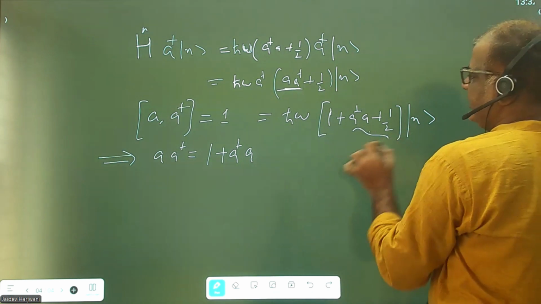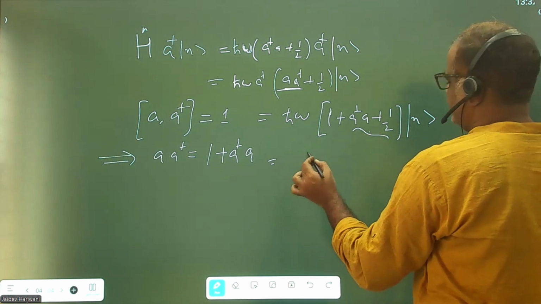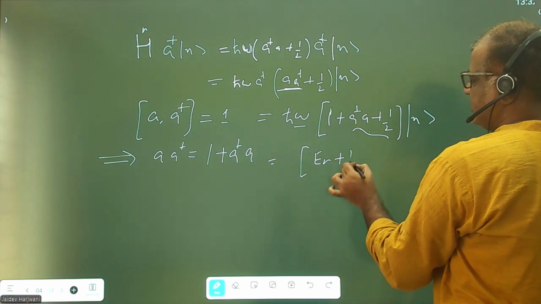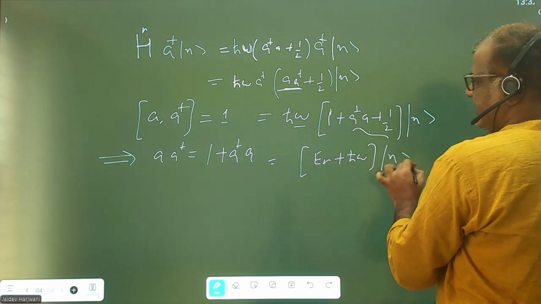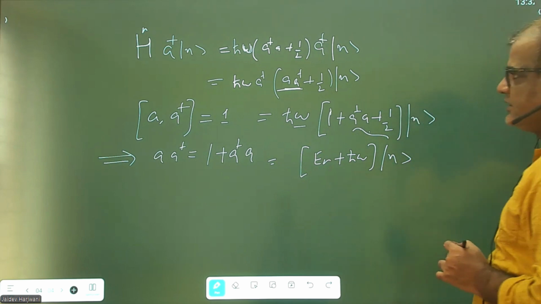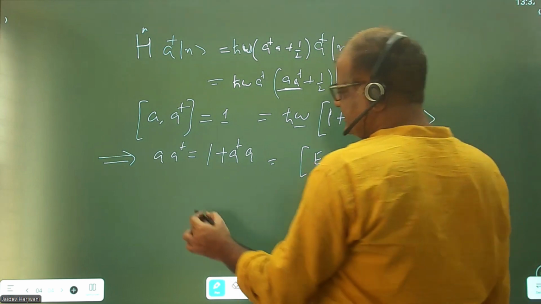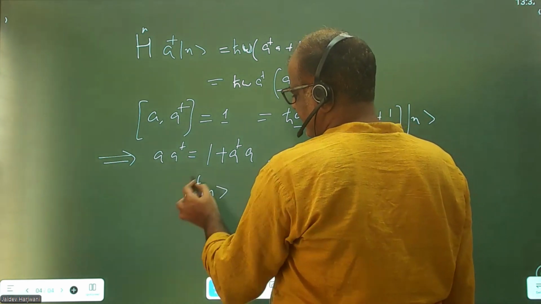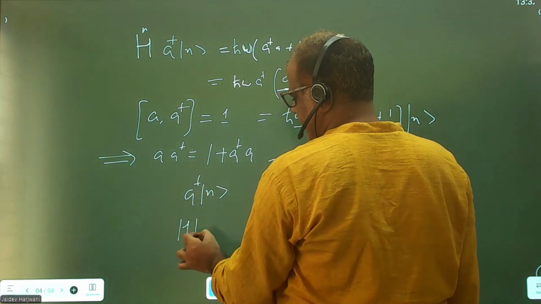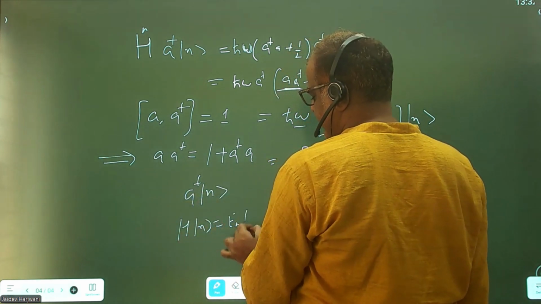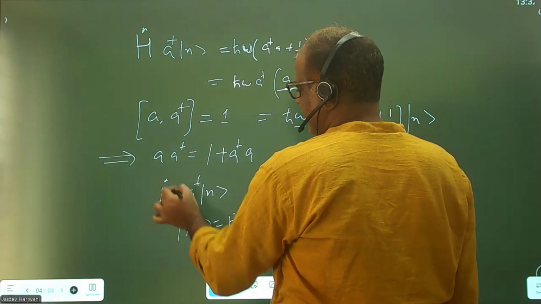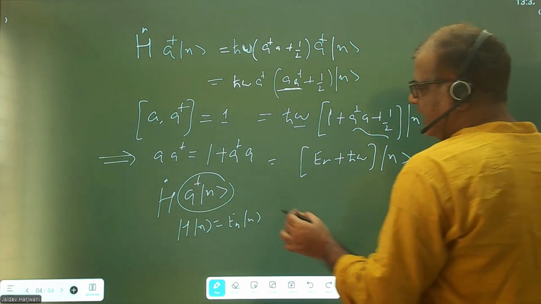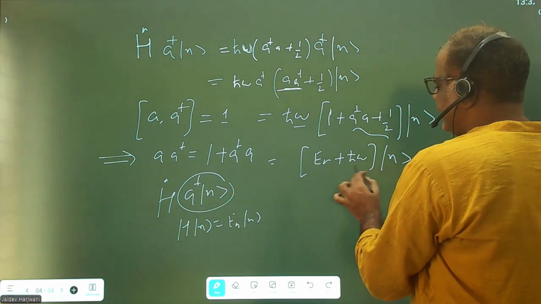When you operate on n, you get En. So this becomes En, and you have ħω times the state n. So this suggests that for the state a plus, or a dagger, on n, when I operate H on it, I get the eigenvalue En, and when I operate my Hamiltonian on this state, the eigenvalue is increased by ħω.